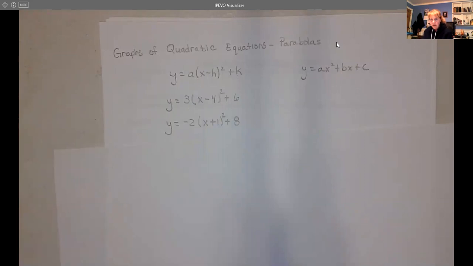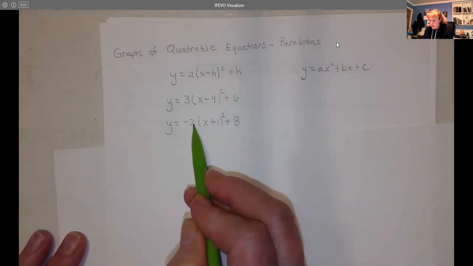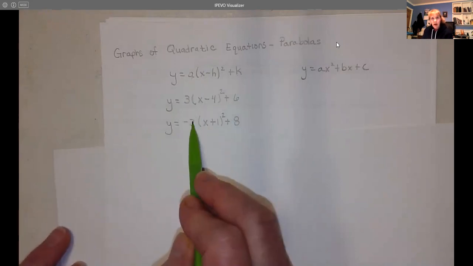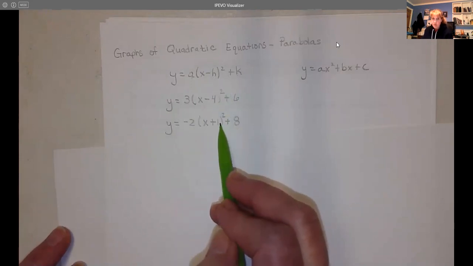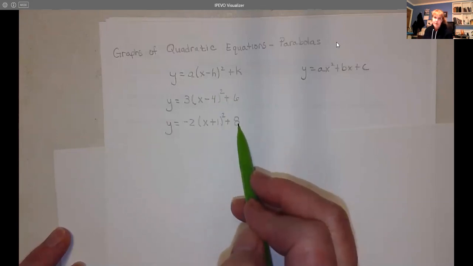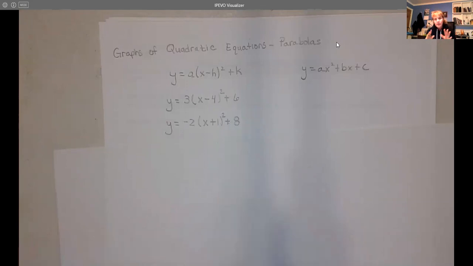So what we're going to be looking at is this A, which in this case is a 3 or a -2. It can be a fraction. What does the A do to the graph? What does this number inside of the parentheses do to the graph? What does this number outside of the parentheses do to the graph? And again, on the outside, it could be a -8, a +8. What does that mean? And that's what we're going to be looking at in this section, and you're going to find that it's really quite easy.